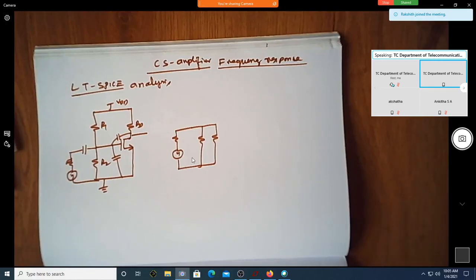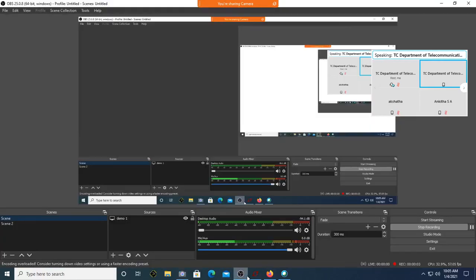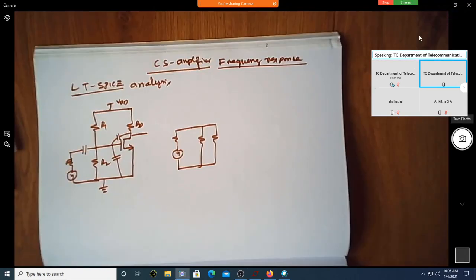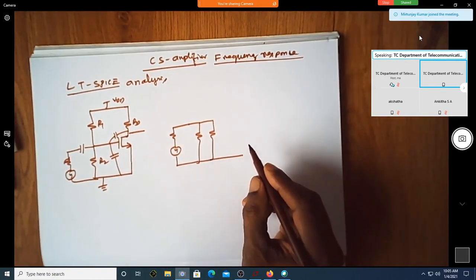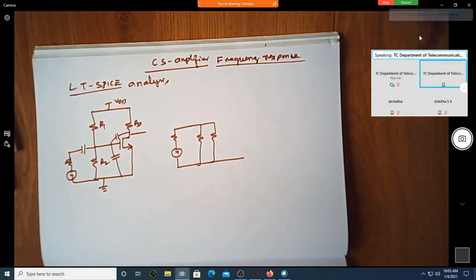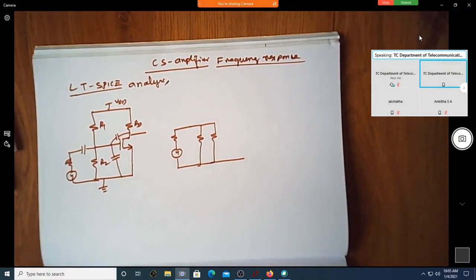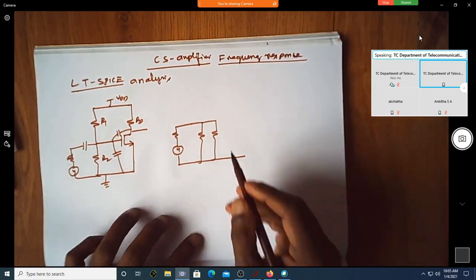We will start the analysis of the CS amplifier and then try to understand the working of the entire amplifier frequency response and try to obtain its frequency response using LTspice. And not only by simulating the circuit as it is, let us write the AC equivalent circuit and also write a voltage dependent current source and proceed.